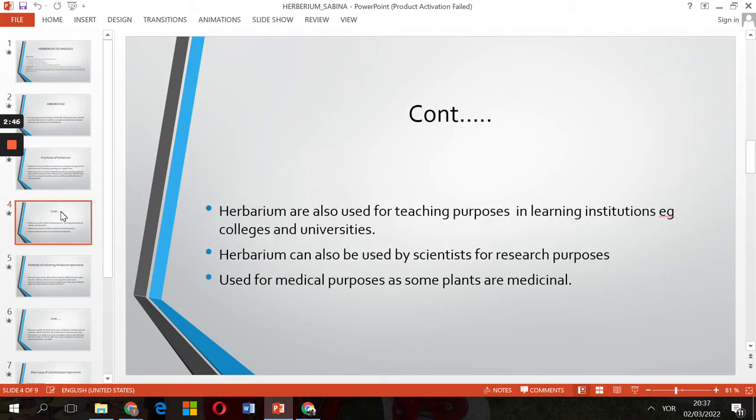Herbariums are also used for teaching purposes, for example in learning institutions like universities and colleges. Here at KTTC, we have some plants around the car park, with both scientific names, local names, and all the information that is found in a herbarium. Herbariums can also be used by scientists for research purposes. Also, they are used for medical purposes, as some plants are medicinal.